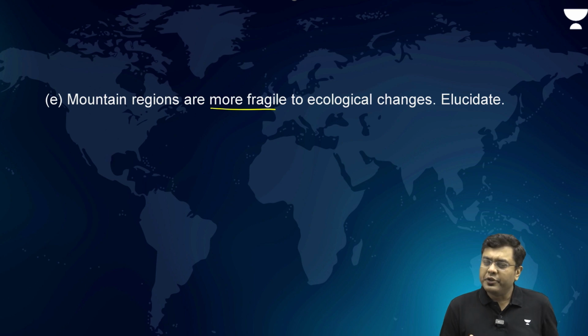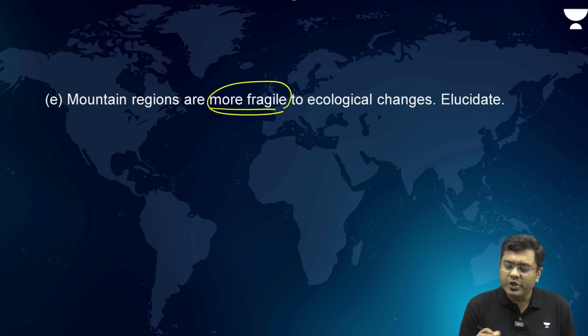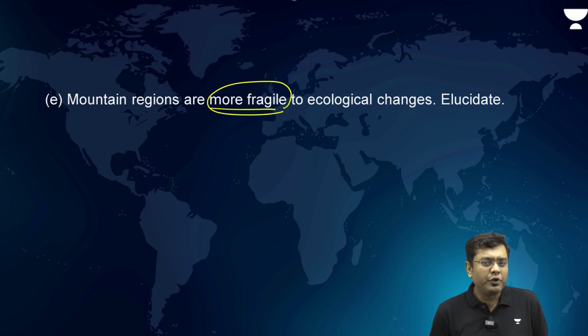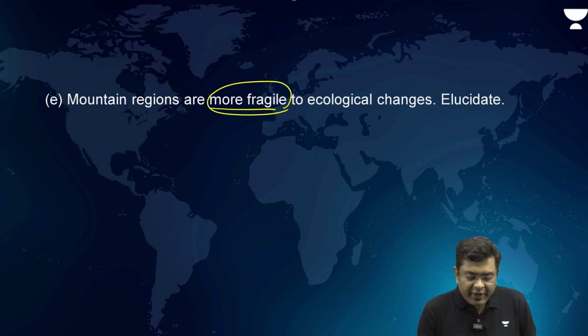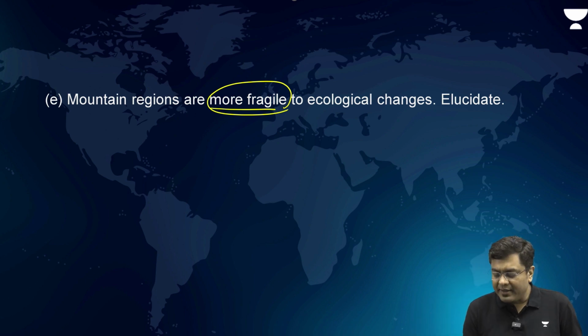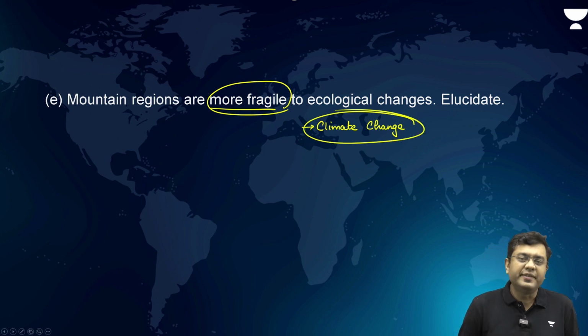Elucidate. Now, this is again a very simple GS based question, that they are more fragile to ecological changes, and here you have to give examples. So, what ecological changes are we talking about? We are talking about various factors such as, let's suppose you have a factor of climate change, climate change is a major factor.